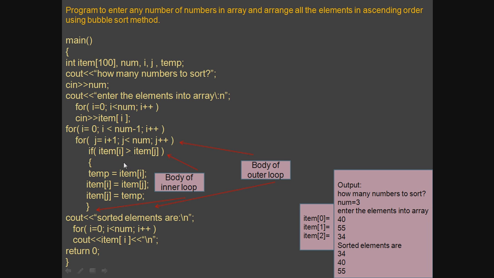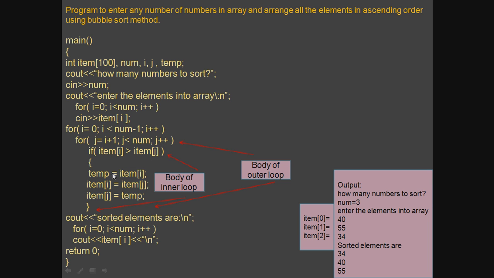All right, if suppose j gets incremented again, so j becomes 2. 2 is less than 3, which is true, right? So again here item i, the same value, is compared. 40 is greater than item j, which is 34, right? So 40 is greater than 34, which is true.